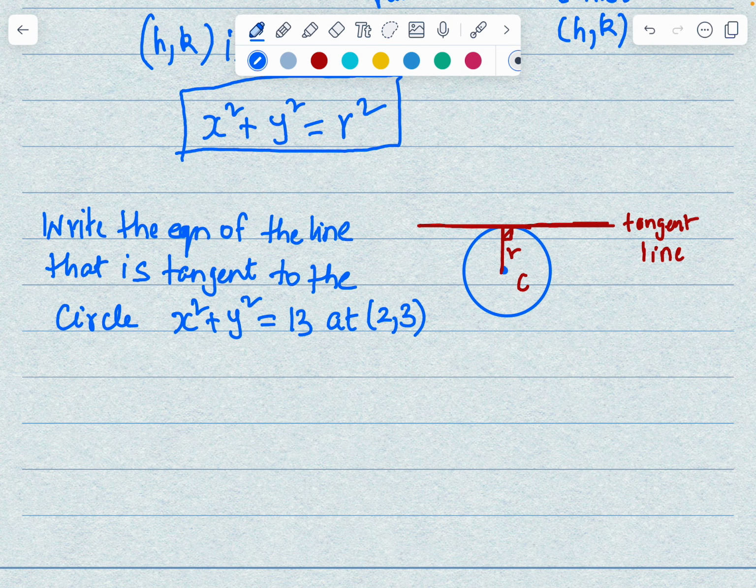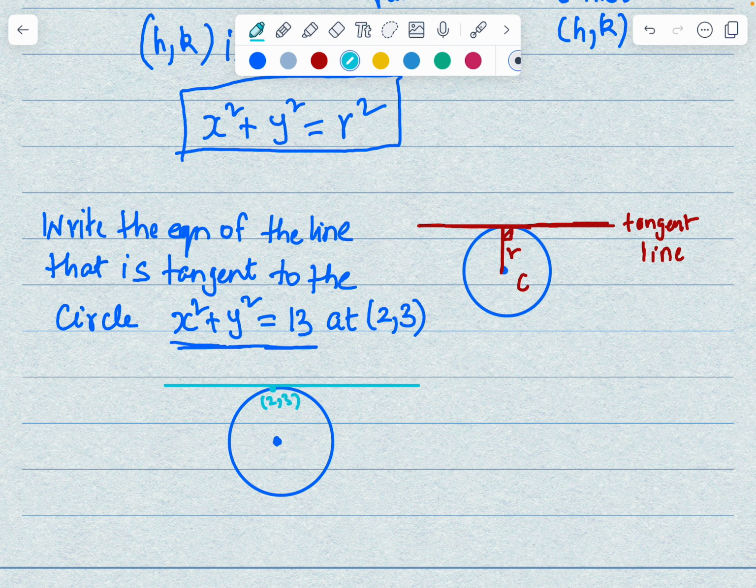So how do we do this? We're going to draw a circle, and there's your center. Center is 0, 0, because you can see the equation of the circle is x square plus y square is equal to 13. That means the center point is 0, 0. Now let's say this point over here is 2, 3. They want the equation of this tangent line. It's passing through 2, 3, and they want to know what the equation is.